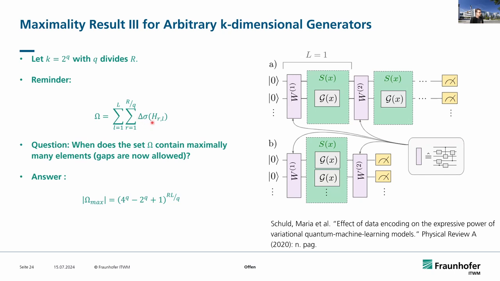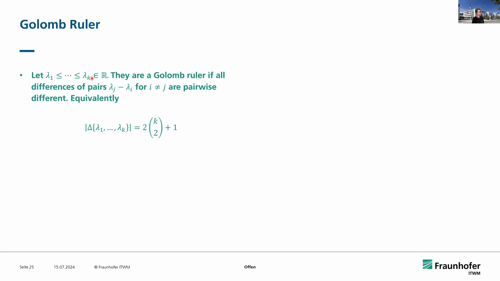I said we want no degeneracy, so we want no duplicates. And where could duplicates come from? First of all, here you compute the difference set, and maybe, for example, you have the eigenvalues 1, 3, and 5, and then you have the difference 2 multiple times: 3 minus 1 is 2, and 5 minus 3 is 2. So you don't want duplicates in the difference set. This property is called a Golomb ruler. Just a quick definition: k many numbers are called a Golomb ruler if and only if all pairwise differences are different. That means the difference set of these numbers is maximally large. And if it's maximally large, how many combinations do you have? You have 2 times k over 2 plus 1 combinations.